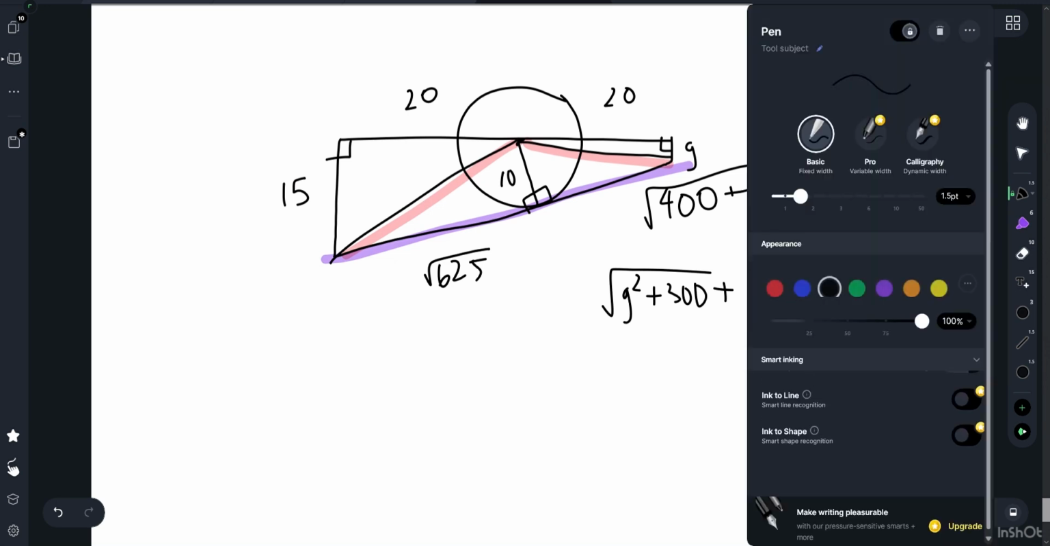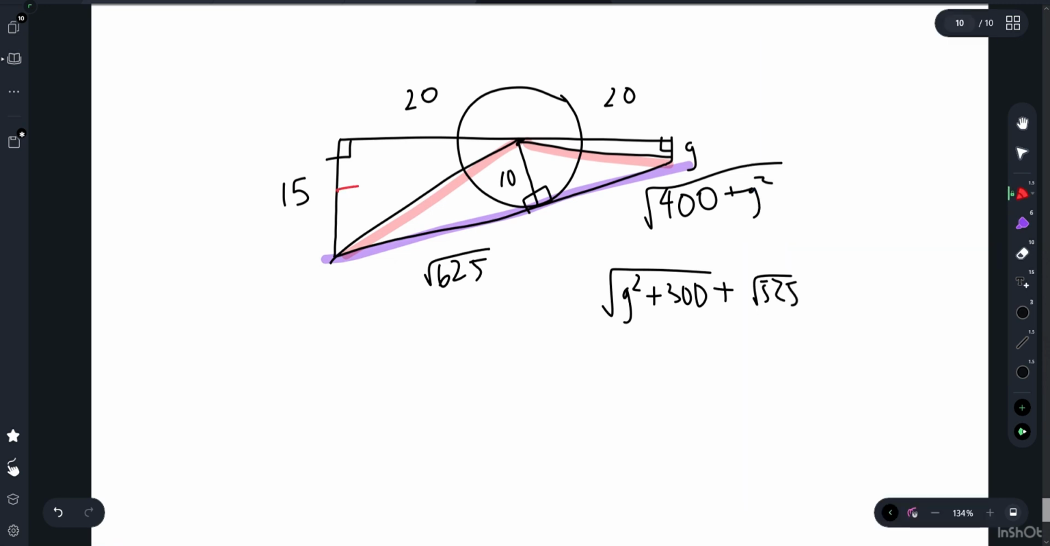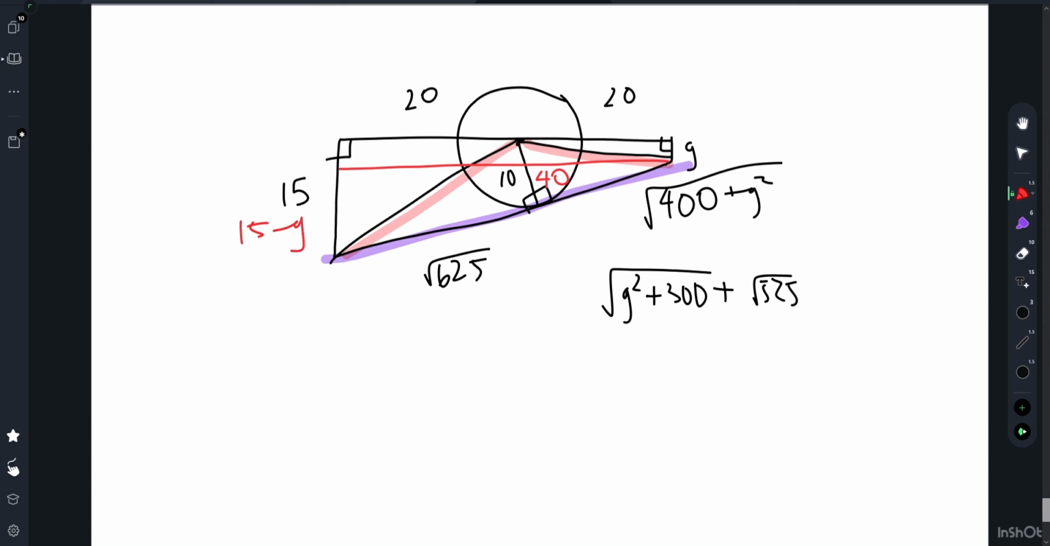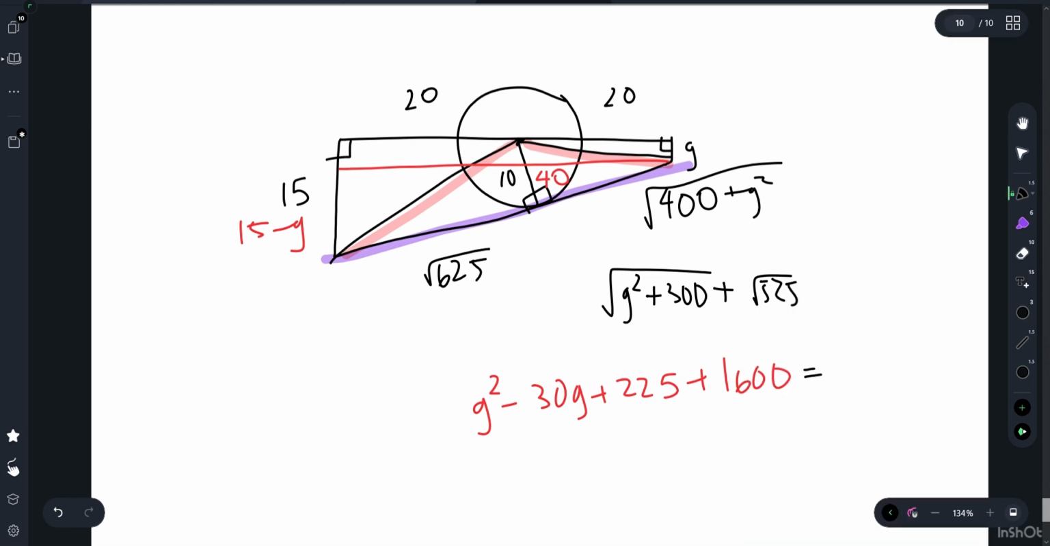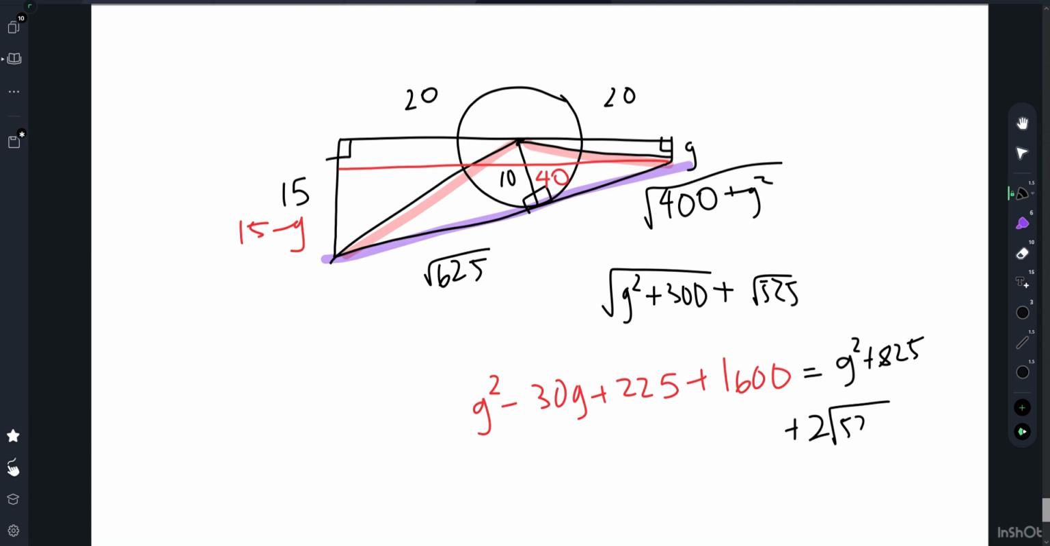Now how else can we express this? Let's move this length of 20 up. So now this red length is 40, and this length is 15 minus g. So by the Pythagorean theorem, this purple length is also equal to the square root of g squared minus 30g plus 225 plus 1600. So now, squaring, this is equal to g squared plus 825 plus, by FOIL, 2 root 525 times the square root of g squared plus 300.